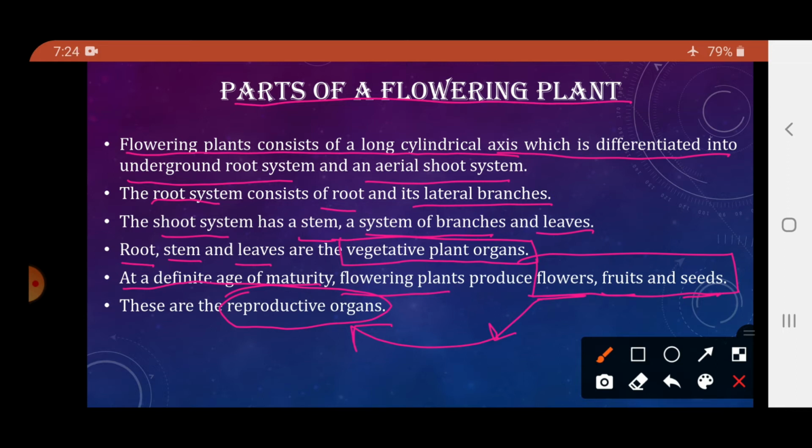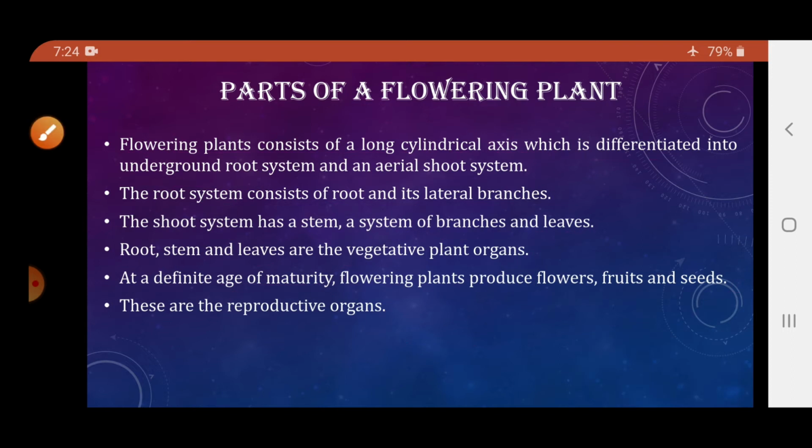Now this stem, branches and leaves, what are they called? Vegetative parts of the plant. Now when the plants attain a certain age of maturity, they start the production of flowers, fruits and seeds. These flowers, fruits and seeds are called the reproductive organs of the plant.